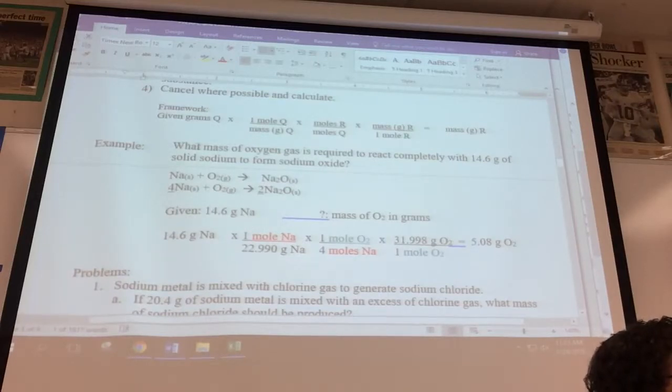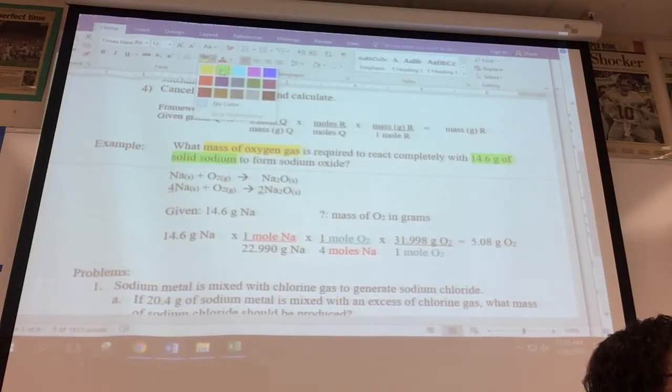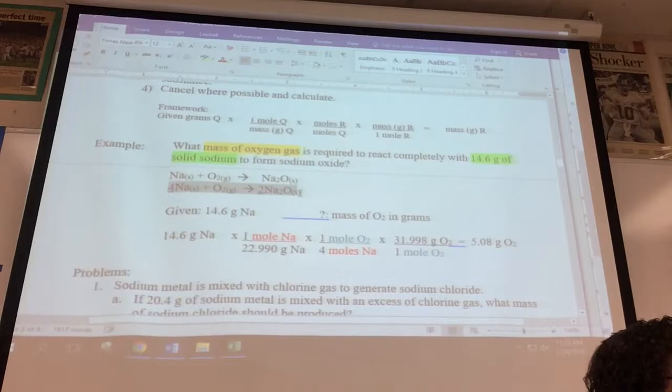It says, what mass of oxygen gas? Is that my given or my unknown? Definitely what you're looking for, the unknown, is required to react completely with 14.6 grams of solid sodium. That is my given. Here's my balanced equation.